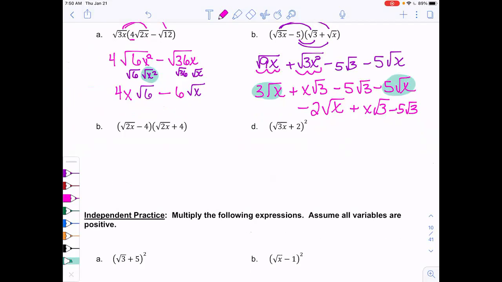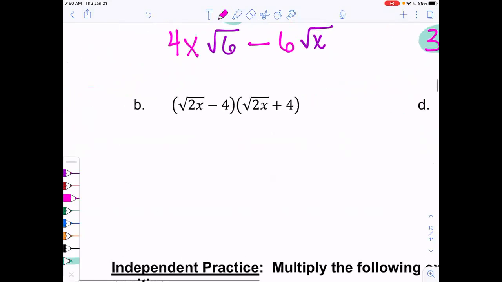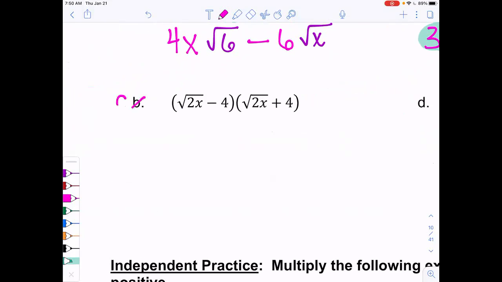And apparently I skipped letter C in this problem. Gotta fix that for next year. This should be letter C, not B. I guess I liked B.